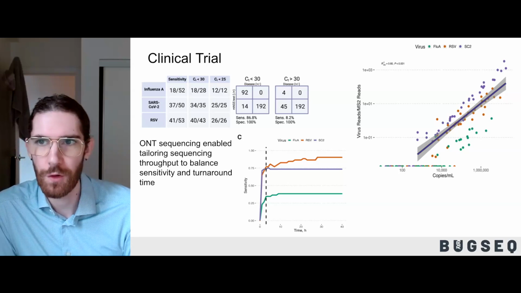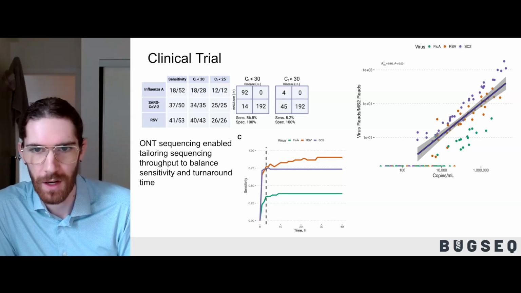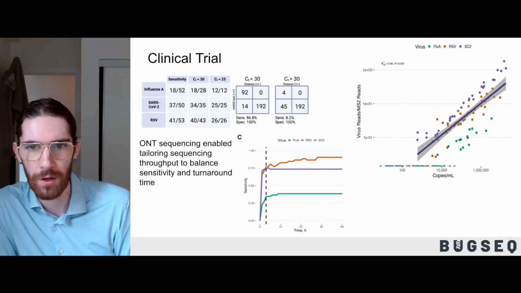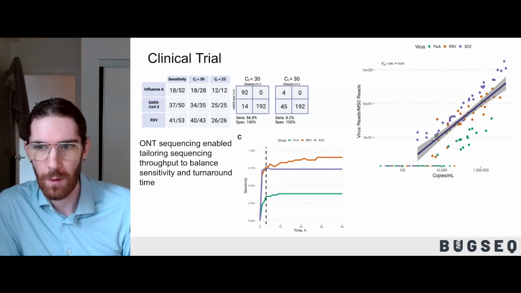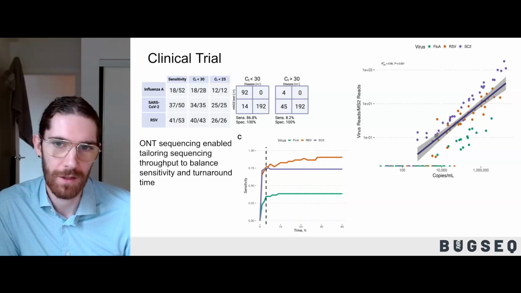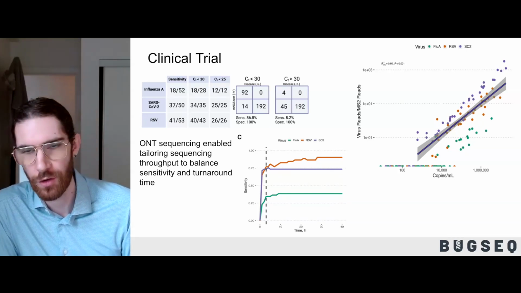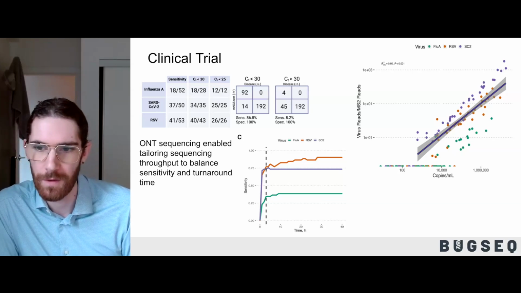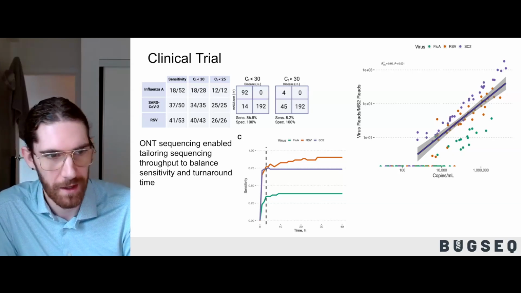And one of the useful aspects of using an internal process control, in this case, MS2 bacteriophage, with clinical metagenomics assays, is that we were able to normalize viral reads to internal process control reads and show that that had a strong linear correlation with absolute viral abundance determined from qPCR.